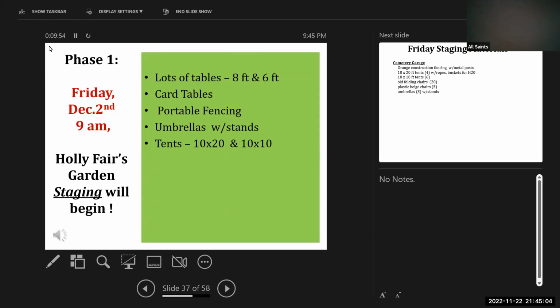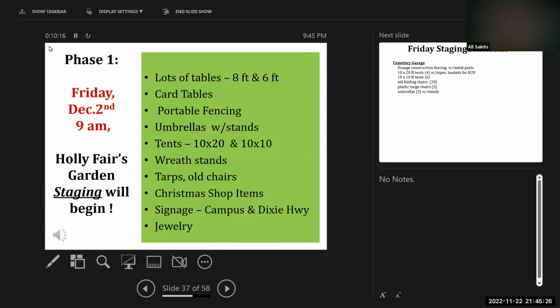And once they're up, then we can put the tables and get everything else out that we're going to put out. We have restands, like I said, they come from the shed. And we have tarps. All the chairs that people are going to sit on outside, we have the old chairs that come from the cemetery garage. And these chairs are new, they're too good to put out and let them get all that sand and dirt on them because it'll destroy the paint that's on them.